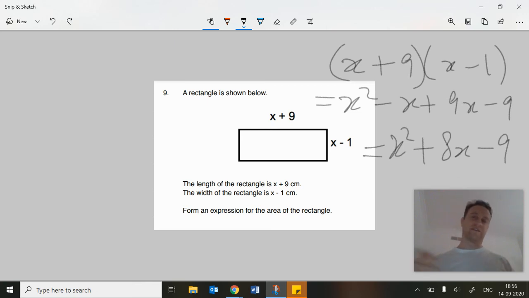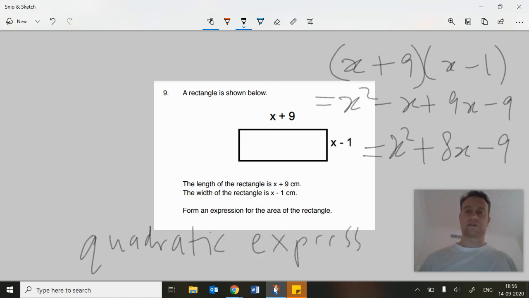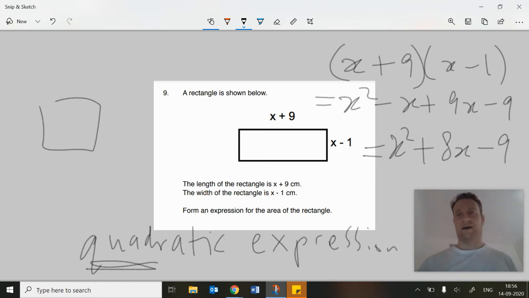Later on, you might find out that they say, okay, well, maybe this is equal to 100. Now solve this quadratic equation. So they're not asking for that here, but this is an expression. And because it has an x squared in there, we call it a quadratic expression. Quad for 4, like a quad bike. So quad like a square. So like squared. So quadratic expression is because of the x squared in there.